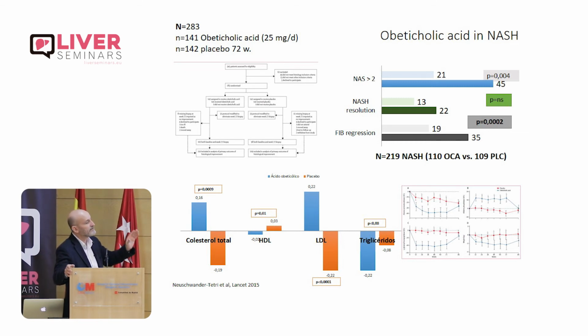Obeticholic acid is a very nice approach. Obeticholic acid is an agonist of the farnesoid X receptor, and this agonist could improve the metabolism of bile acid and the enterohepatic circulation, reducing inflammation and fibrosis in the liver. In this study of 283 patients, NASH resolution was similar in patients receiving placebo or obeticholic acid, but fibrosis regression was found in 35% of patients receiving the drug versus 19% in patients that received placebo.